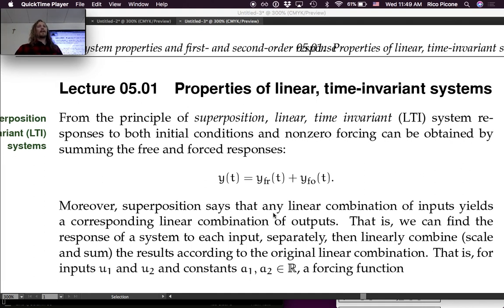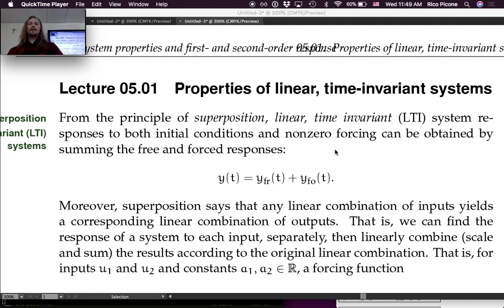It's good fun. 5.1, properties of LTI systems. From the principle of superposition, linear time invariant, or LTI, system responses to both initial conditions and non-zero forcing can be obtained by summing the free and forced responses. Okay?